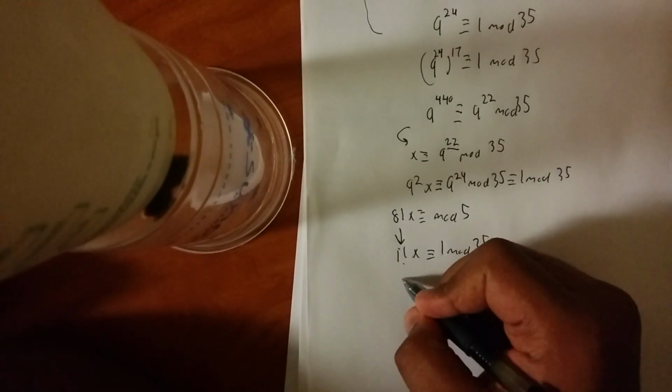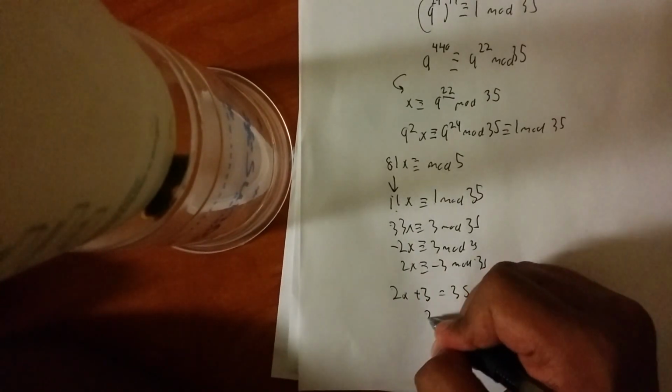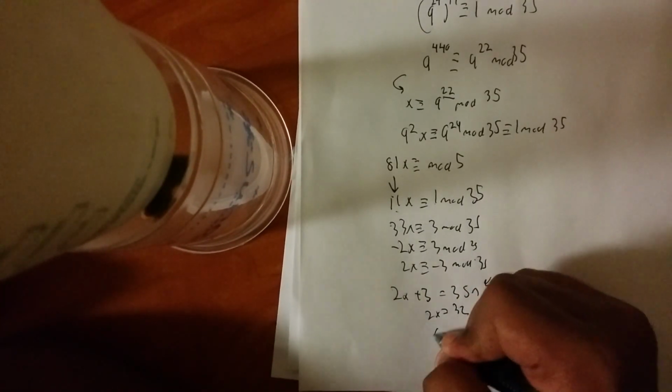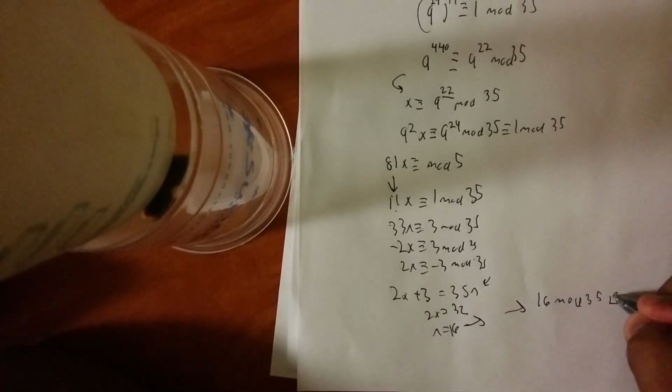So with 11x, I multiply each side by 3. That's 33x is congruent to 3 mod 35. Mod that, so I get negative 2x is congruent to 3 mod 35. That's 2x is congruent to negative 3 mod 35. Then I have a simple equation that I can solve: 2x plus 3 equals 35n. Setting n equal to 1, I get 2x equals 32 and then x equals 16. But remember, it's a modular equation, so all my solutions are of the form 16 mod 35. End proof.